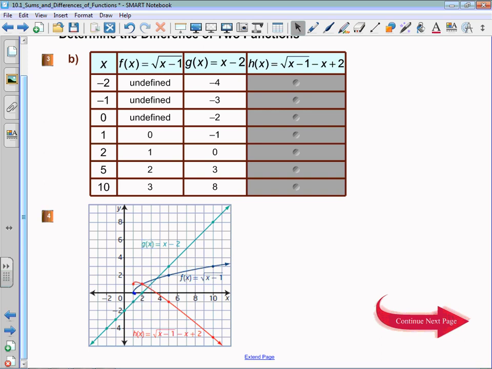Now, for h(x), it is as simple as taking the value of f and subtracting the value of g. But what if f doesn't exist? If a piece of your sum and difference function doesn't exist, then the entire sum and difference function doesn't exist as well. Because f(x) is undefined at basically everything less than positive 1, h(x) can't exist there either.